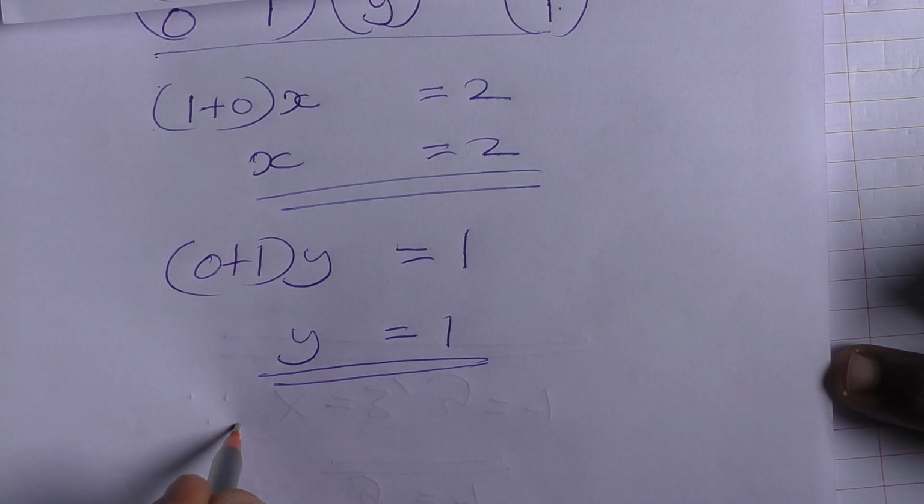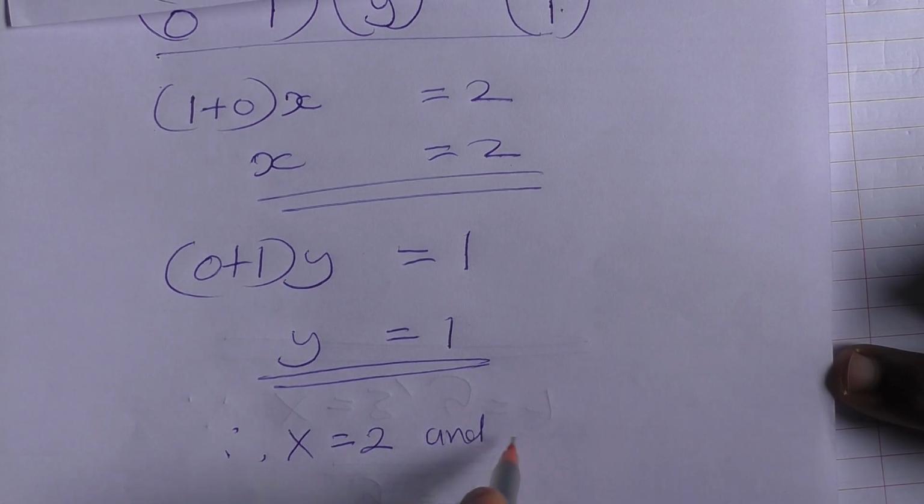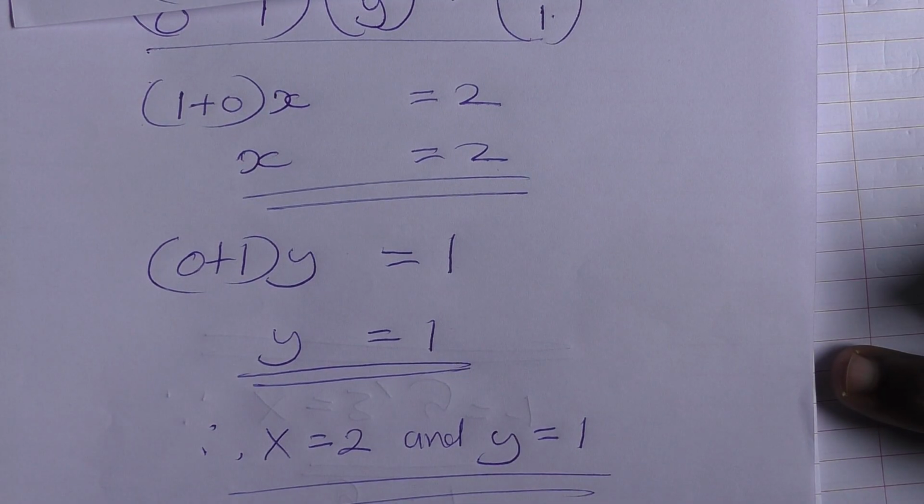Therefore, x equals 2 and y equals 1. So that is how we solve simultaneous equations using the matrix method.